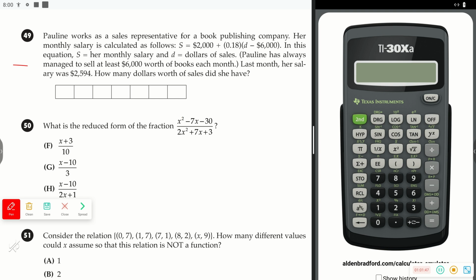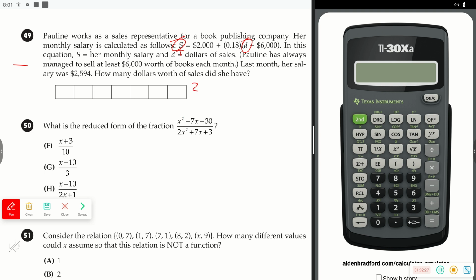All right. So it says, Pauline works as a sales representative for a book publishing company. Her monthly salary is calculated with this formula. In this equation, S is her monthly salary and D is dollars in sales. Pauline has always managed to sell at least $6,000 worth of books each month. Last month, her salary was $2,594. So how many dollars worth of books did she sell? We want to solve for D, and we know what her salary was. So we have one equation, and once we plug in the salary, we'll have one unknown.